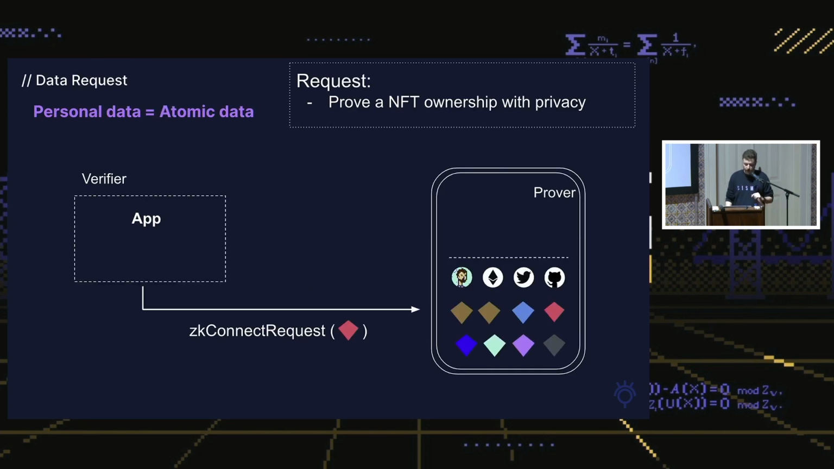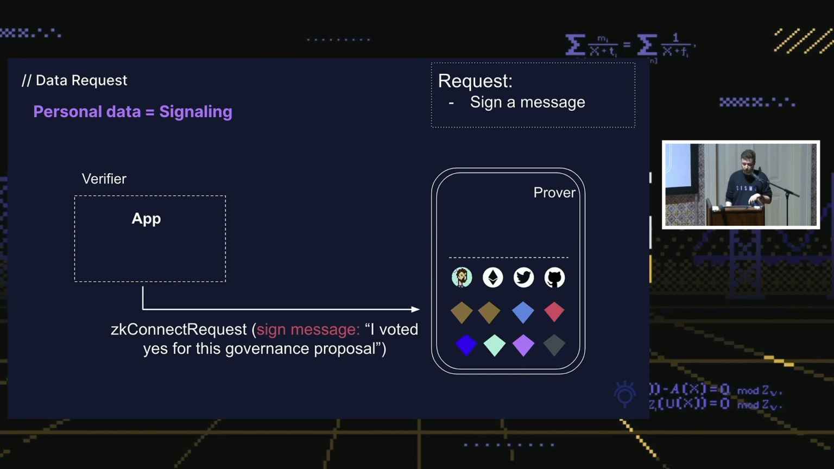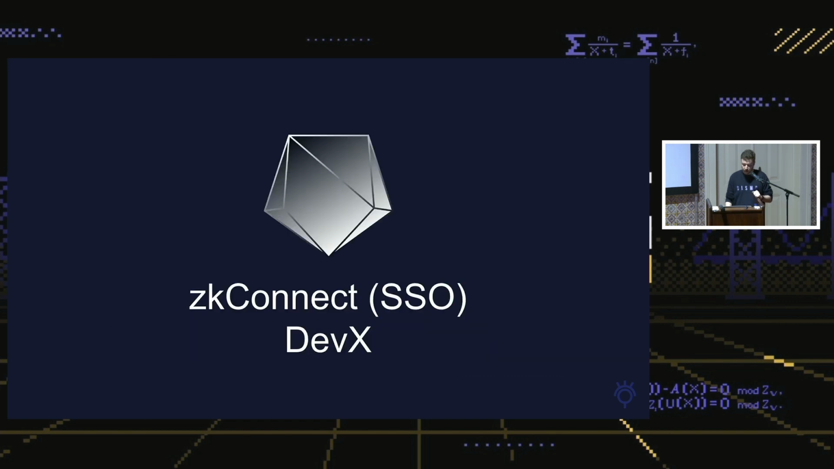Basically, you do a zkConnect request, so the red data gem, we call it like that, atomic data, is like I have a CryptoPunk, okay? It sends back the proof with the verification of this data request. And finally, message signature. When you do your request, you send your message, I voted yes for this governance, and it's ready, you can verify it thanks to the ZK proof.